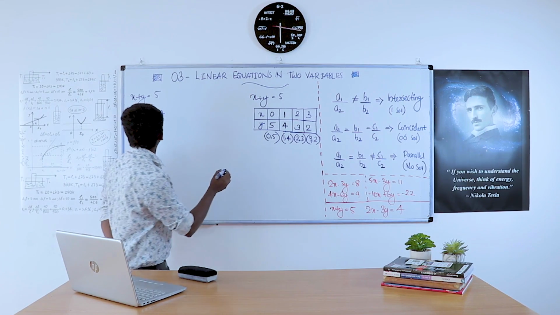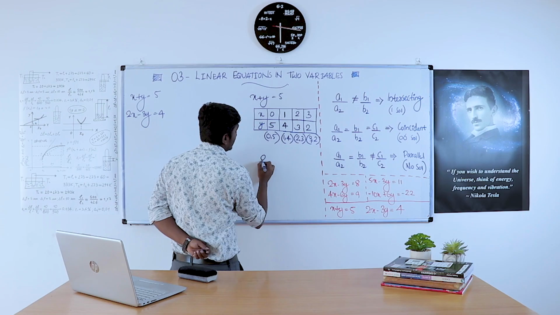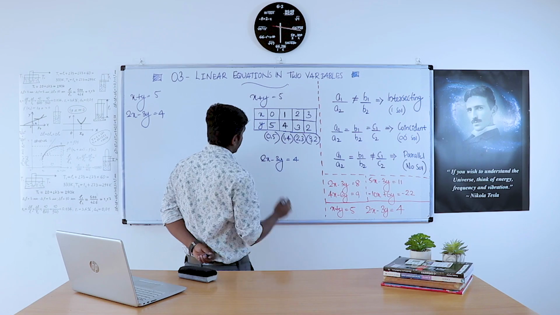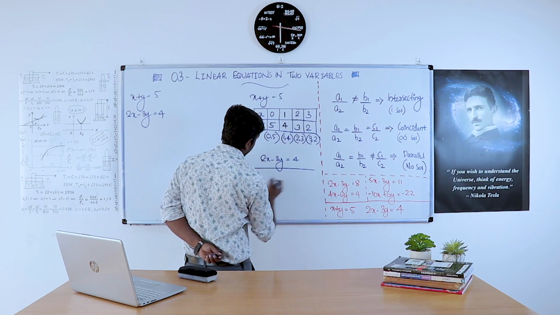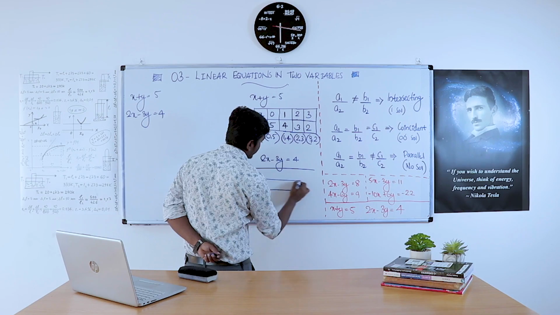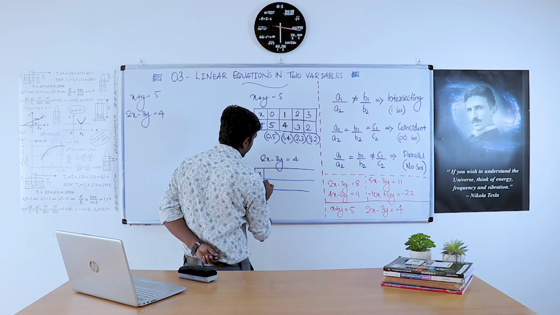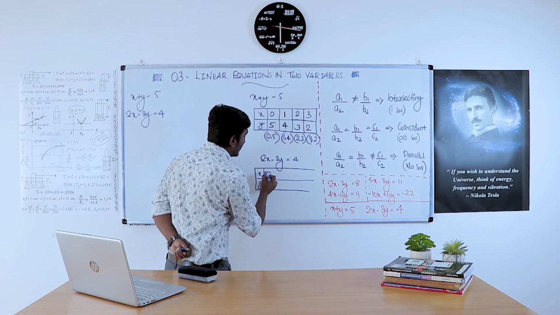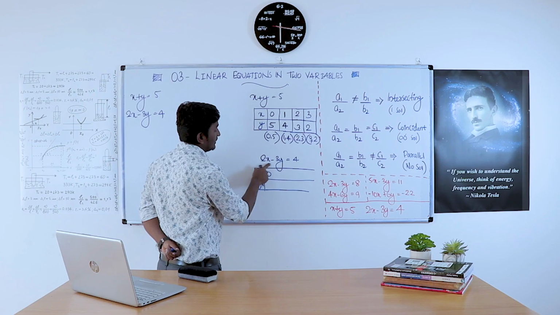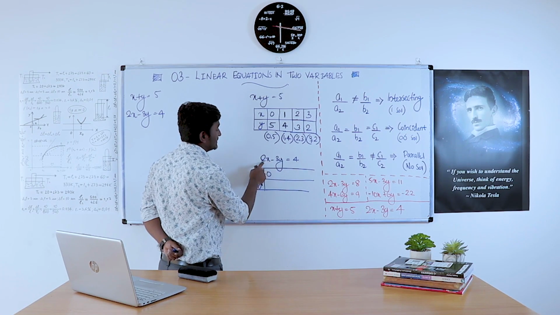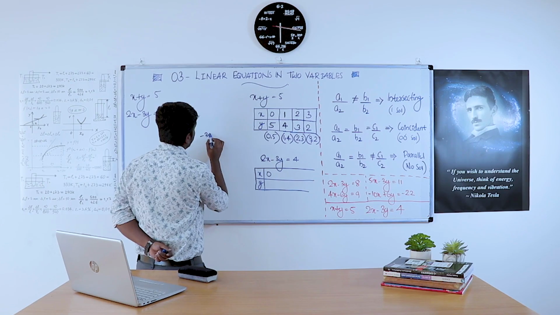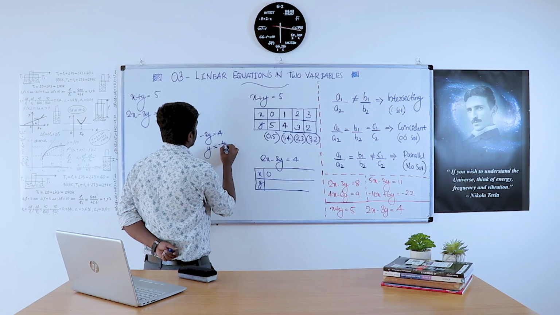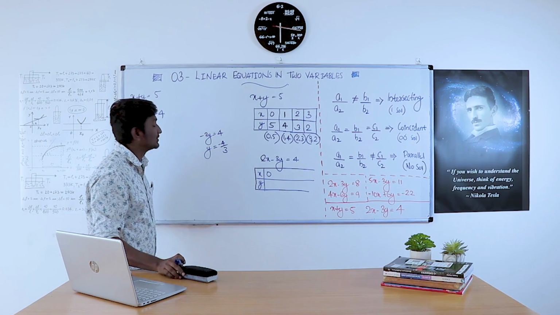The next equation is 2x minus 3y equal to 4. Same method: I am drawing the table for values x and y. First put x equal to 0. What happens when x equal to 0? Then this term totally becomes 0: 2 into 0 is 0, then minus 3y equal to 4. Then what is the value of y? y is equal to minus 4 by 3. So it becomes a fraction.